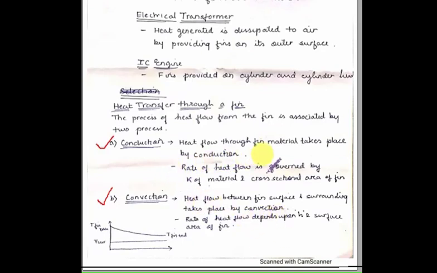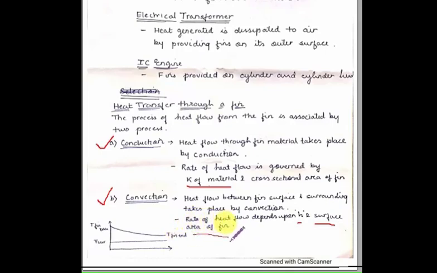Now the rate of heat flow for conduction, it is governed by which? The K value of the material and the cross sectional area. So this is one important point, that the conduction phenomena in fins is governed by the thermal conductivity of the material and the cross sectional area of the material of the fin. And for convection it is governed by which? Again it is governed by h and the surface area.